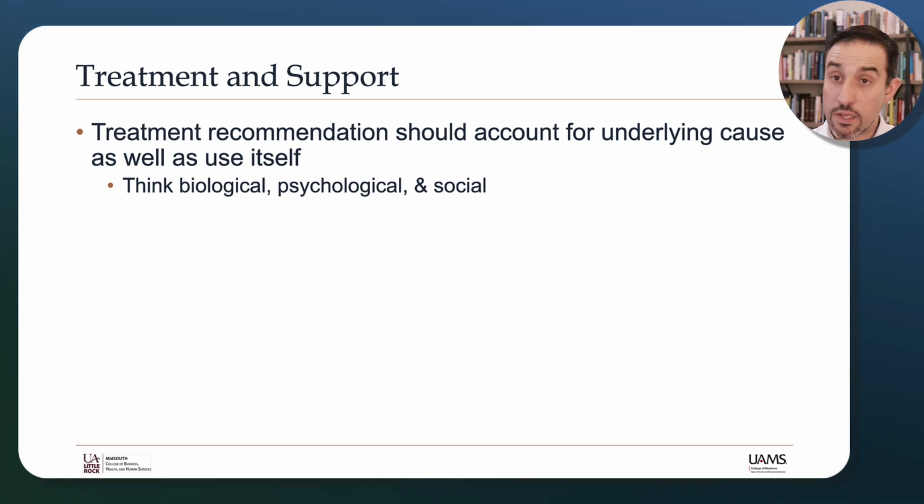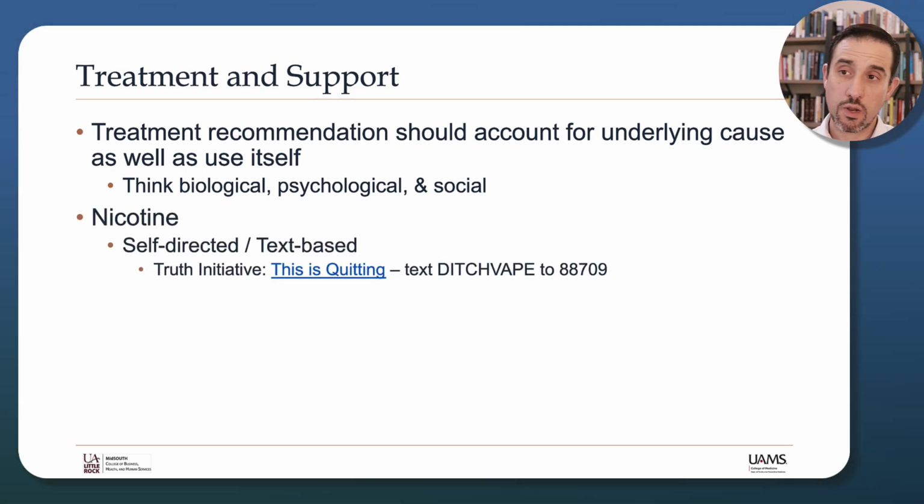Now for nicotine specifically, we do have some resources that I want to mention. The first is that there's a text-based free program through the Truth Initiative called This Is Quitting, where you can text DITCHVAPE to that number and go through the sign up process. There's actually evidence behind it, and it can be helpful. So if you have a child who's vaping, this can help.